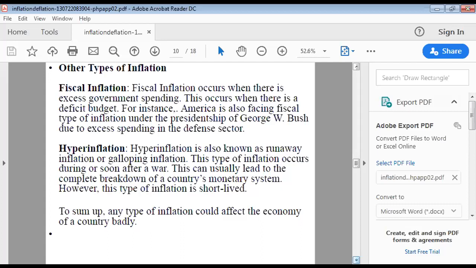Hyperinflation is also known as runaway inflation or galloping inflation. This type of inflation occurs during or soon after a war. It can usually lead to the complete breakdown of the country's monetary system. However, this type of inflation is short-lived. To sum up, any type of inflation could affect the economy of a country badly.